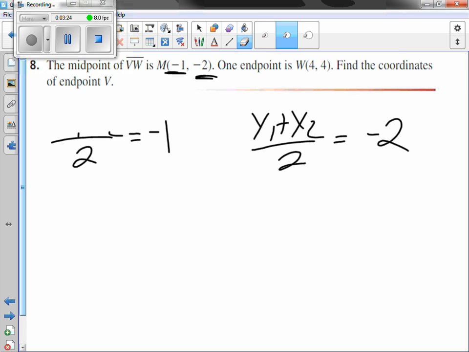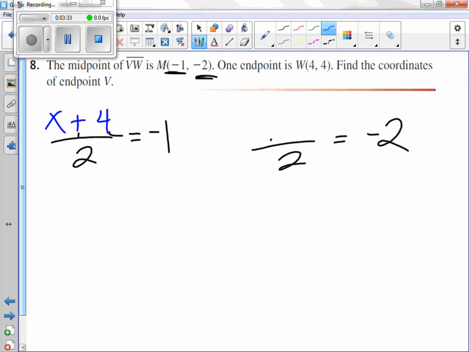Erase both of these here. Now, they told us one of the x values was 4. They didn't tell us what the other one was. They told us one of the y values here is 4, but they didn't tell us the other one. So we're trying to find the other endpoint, the coordinates of v.